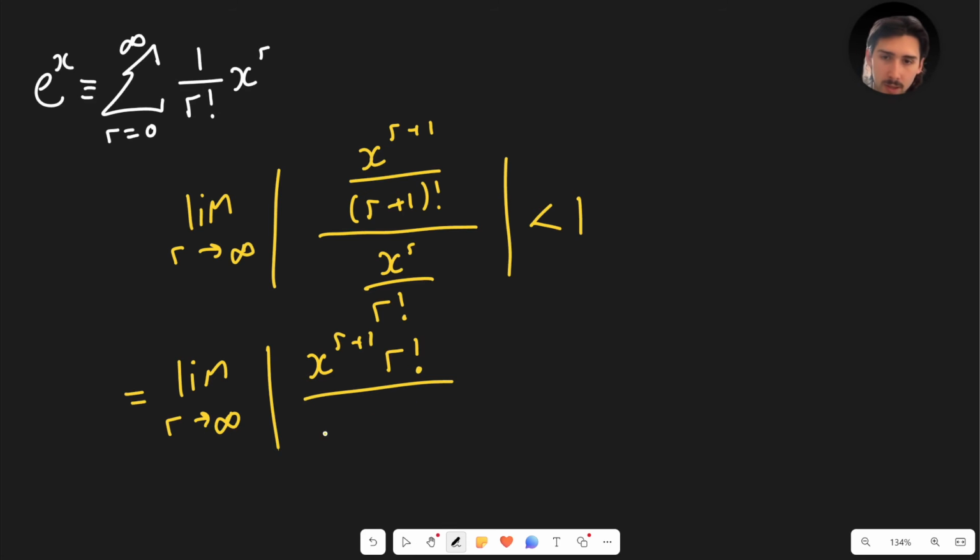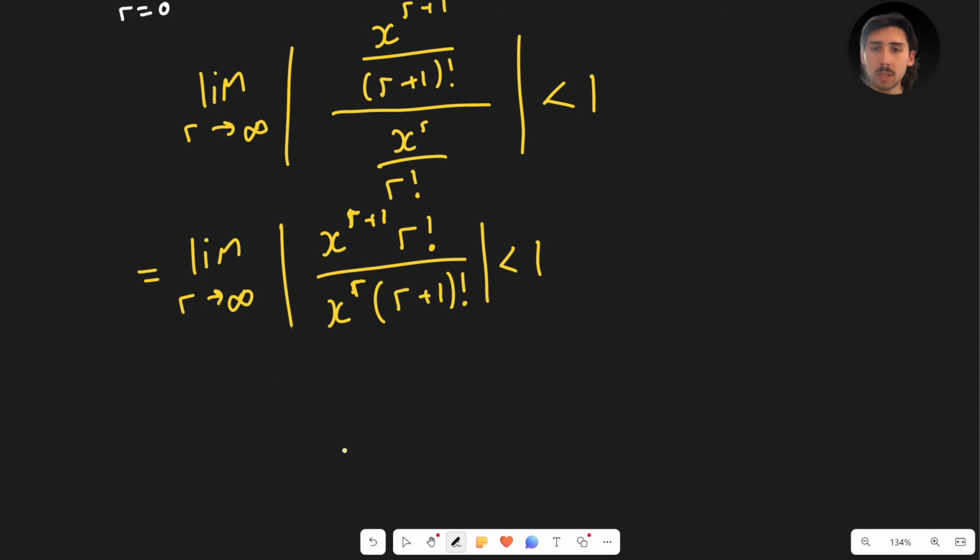I'm going to simplify this as follows. My r's are not very good, guys, but hopefully you can see this is an r and this is an r, believe it or not. Okay, and then we can keep going, and we're going to see what we get.